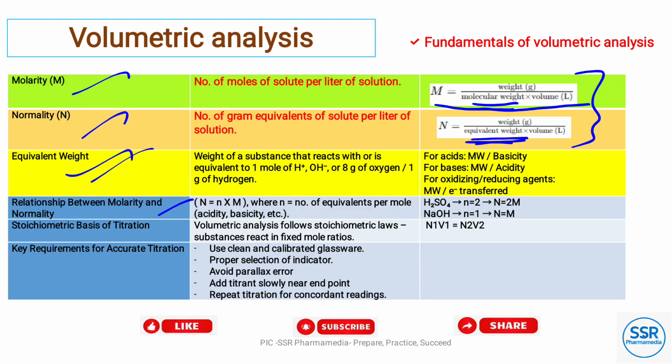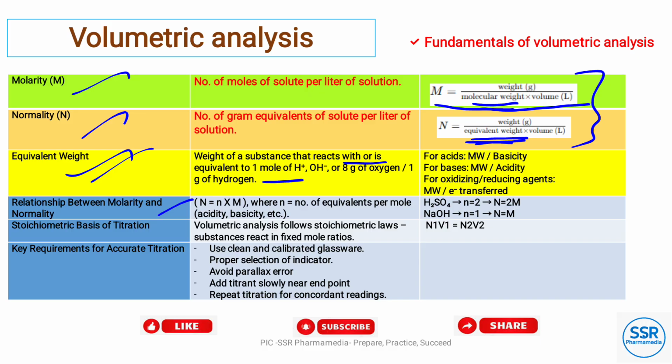Equivalent weight means the weight of the substance that reacts with or is equivalent to 1 mole of hydrogen or 1 mole of hydroxide, or 8 grams of oxygen, or it leaves 1 gram of hydrogen ion. That means equivalent weight is the combining capacity of n number of hydrogen ions or hydroxide ions.